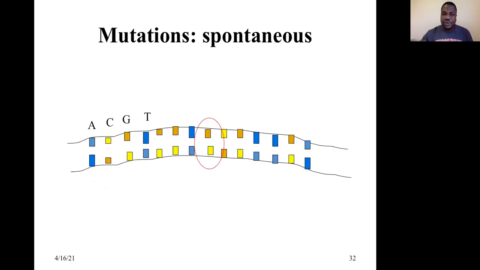Okay, so let's look at spontaneous mutation. Now you can see here this gene has a specific sequence of amino acids.